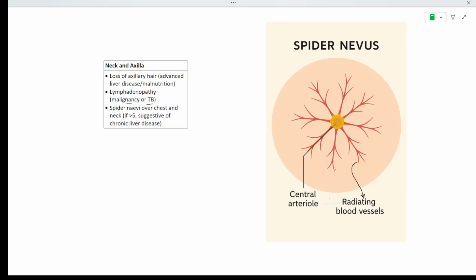So what is a spider nevus? You have the central arteriole, and there are radiating blood vessels from it. In our examination, you put a pin and block the central arteriole, and all of the structure will collapse, and as soon as you lift the pin from the central arteriole, all of the blood vessels will come back. That is going to help you differentiate the spider nevus from general telangiectasia or other blood vessel lesions on the skin. So in the neck and axilla, you look for spider nevi, loss of hair, and any lymphadenopathy.